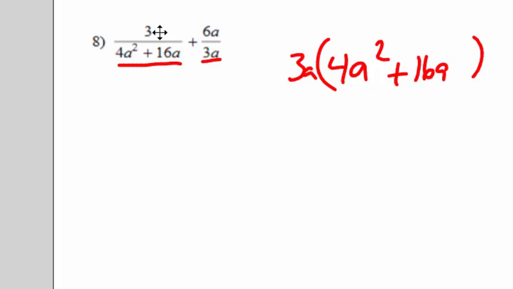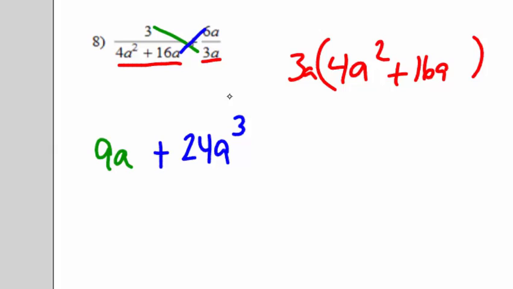Well, what is this side missing? I can think of it as kind of like a cross multiply. So I'm taking 3 and 3a, that's going to give me 9a. And then on the other side, 6a and 4a squared is going to give me a positive 24a cubed. Then 6a and 16a, that's going to give me 96a squared. So that would be all of the top.